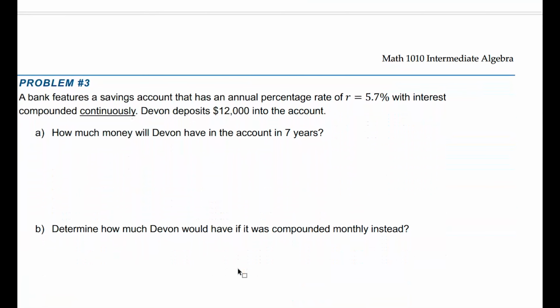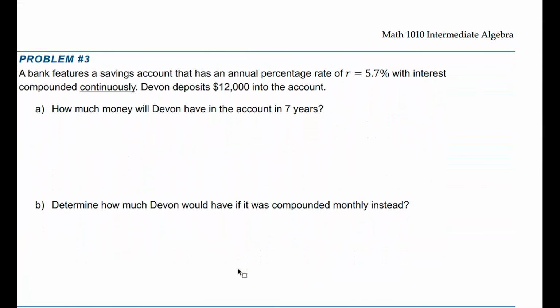Let's look at an example that illustrates that. A bank features a savings account that has an annual percentage rate of 5.7%, with interest compounded continuously. If Devin deposits $12,000 into the account, part A, how much will he have in the account in 7 years?